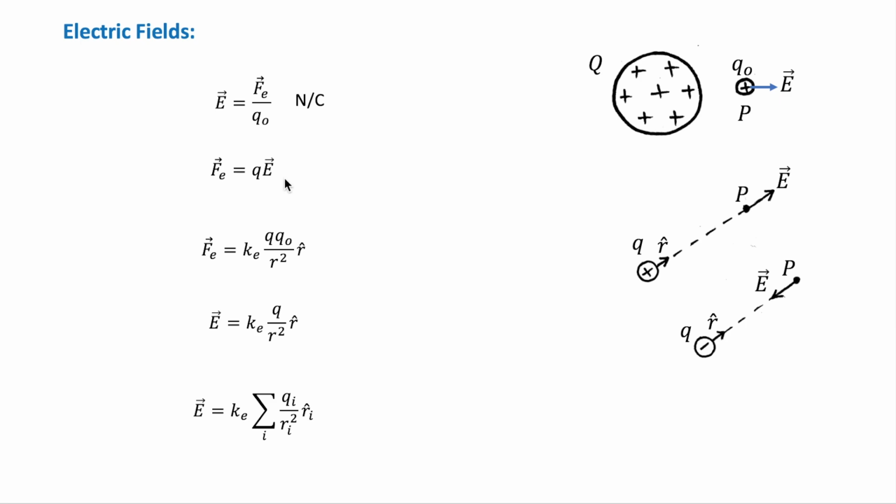So now let's consider a point charge Q located at distance r from a test charge Q naught. So imagine here at this point there's a test charge Q naught. The electric force between Q and Q naught by Coulomb's law is given by this equation, okay, where this r hat is a unit vector directed from Q to Q naught.